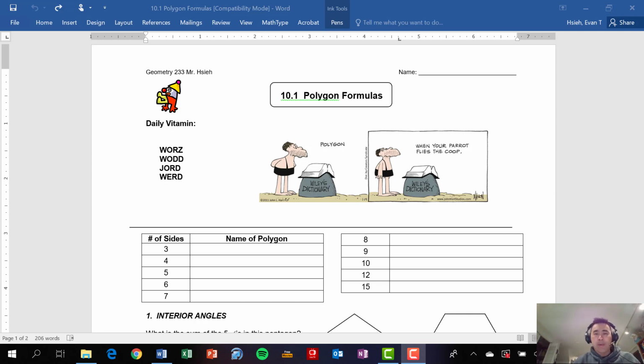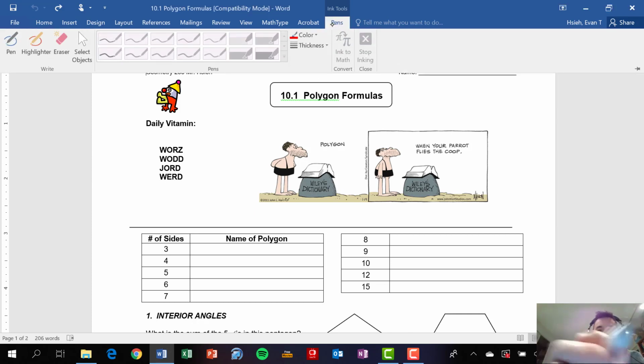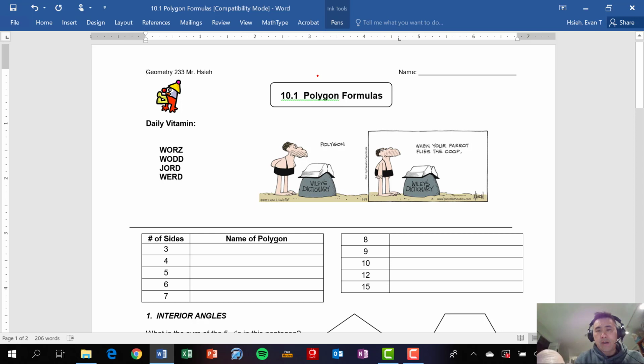So chapter 10 is about polygons. The word polygon comes from a Greek word, and it breaks down into poly, which is many, and gon, which is angles. A polygon is basically a two-dimensional shape made up of straight lines, and the shape is closed. So something like that would not be a polygon because it's not closed, and nor would something like that be a polygon because it's got a curved side.